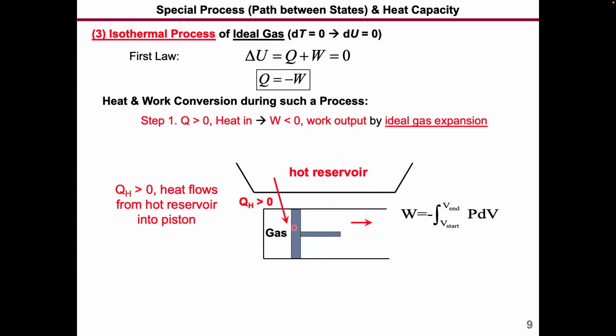And then basically what you do, if you want to do work on the surroundings by gas expansion, is that you bring this piston in contact with the hot reservoir, and then the hot reservoir will supply heat to the gas inside. And then the gas will feel the heat, they will expand, right? And then when they are expanding, they are converting heat into work. Okay.